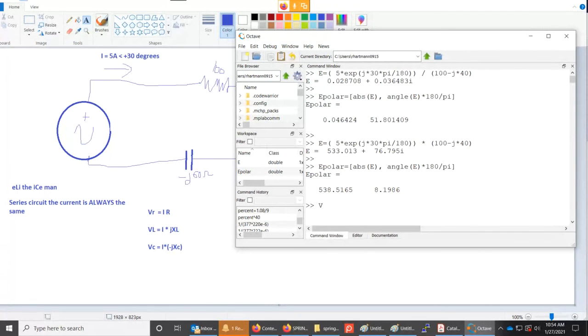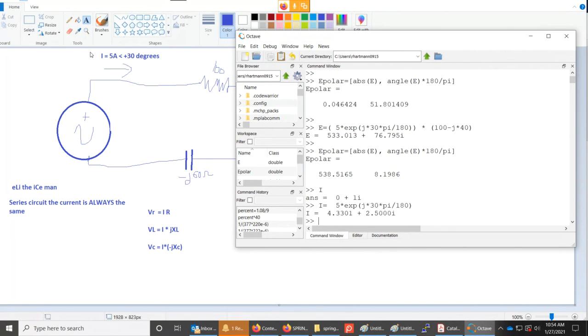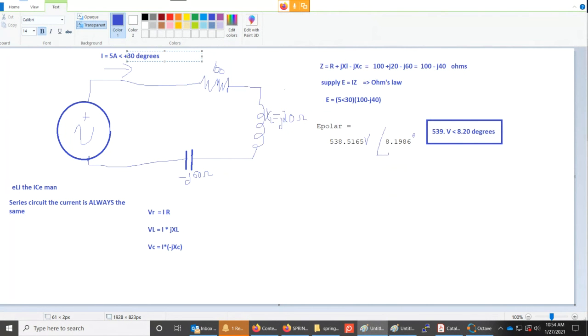So we do VR is going to be I. Now, I didn't actually store I in here, right? So if we type I, it just thinks it's something else. I need to enter I, and I was up here. Remember, we had to convert it into polar form because I had a phase shift. Okay, remember I had a 30-degree phase shift. That was my initial I up here.